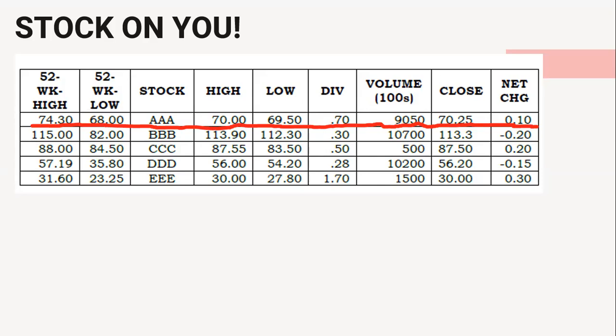How about this question? During the past 52 weeks, which stocks in the table sold at the highest? Ano magiging sagot niyo doon? Stock BBB po. Okay, thank you. How about the lowest price? Which stock? Stock EEE po. Yan, thank you. So, paano natin nakuha yun? Pag ang tinanong ay highest, ay dito tayo sa column na to titingin. So, yung may highest is 115 and that is stock BBB. For the lowest, dito naman tayo titingin, ang may pinakamababa ay 23.25 and that is stock EEE.